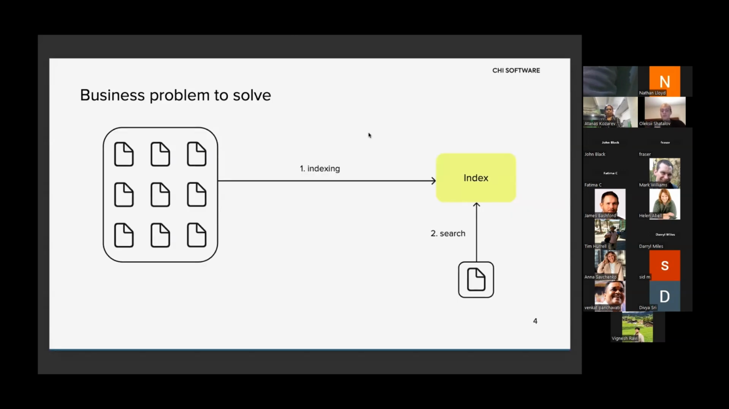We are going to make 2 stages for our system. That's an indexing stage, and then the search stage: making the index at the first stage, and then performing the search at the second stage.